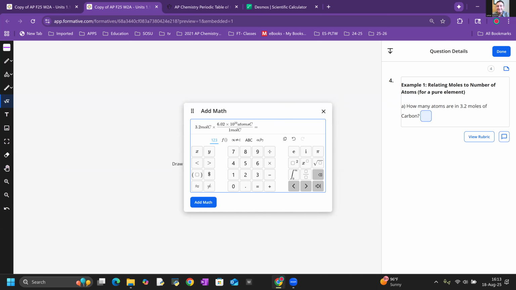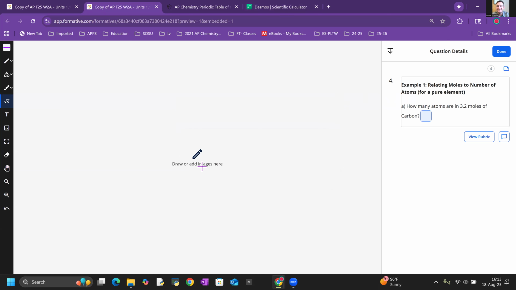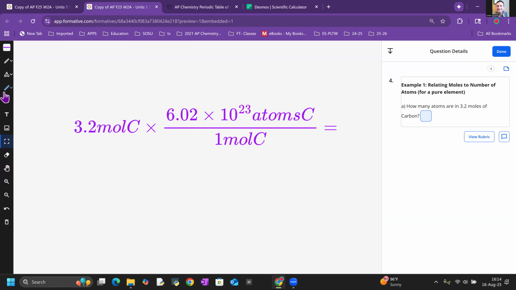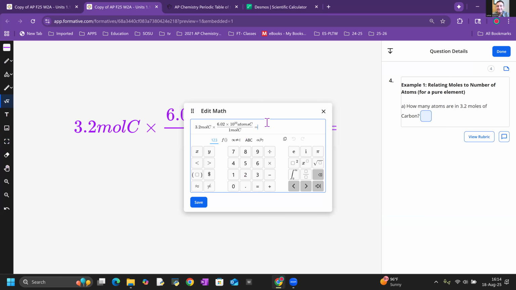And so all we have to do is put that into our handy dandy calculator. We'll make sure we do that real quick. So we've got 3.2 times, and I put this in parentheses, 6.02 times 10 to the 23rd. And then we see that it is 1.9264 times 10 to the 24th. So we'll copy that, and then we can go back into add math, click on that, and then hit boom. And there we go. We can have 2 sig figs. So this is going to be 1.9 times 10 to the 24 atoms of carbon.